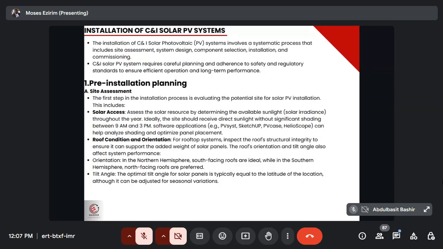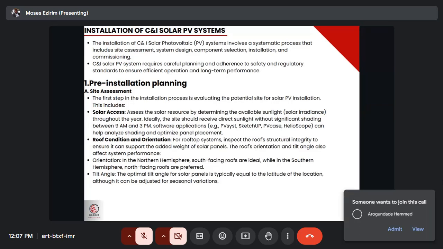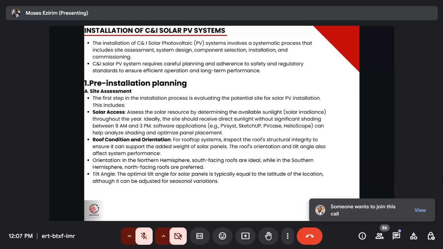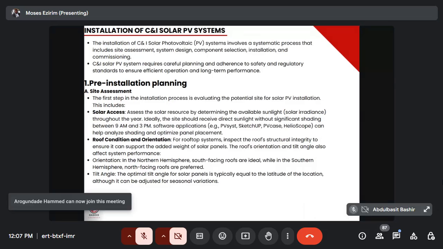You just have to go by what you have. It's just going to count as losses. You understand? But for ground mount, you determine your orientation by yourself. You determine the tilt angle by yourself. All right? So now, in the northern hemisphere, south-facing roofs are ideal, while in the southern hemisphere, north-facing roofs are preferred.